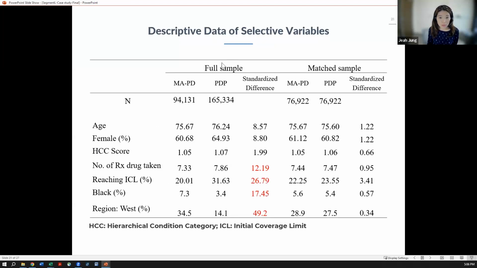And you can see here the full sample, meaning before matching, unmatched sample, and then matched sample. You can see it's very clearly different beneficiary sample characteristics between MAPD and PDP. A lot of PDP folks reached ICL, the donut hole. They had already hit the coverage gap back then. More Blacks in MAPDs, and you can see these are really not balanced before matching. But after matching, no variable has standardized differences greater than 10. So we said, oh, these are pretty much balanced samples, right?